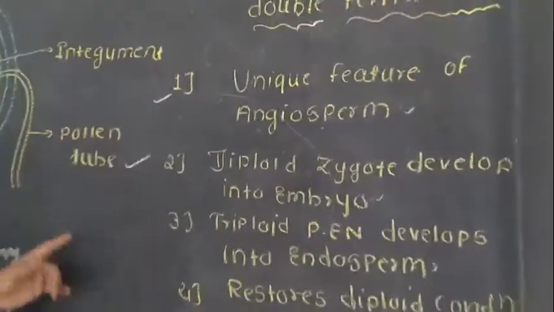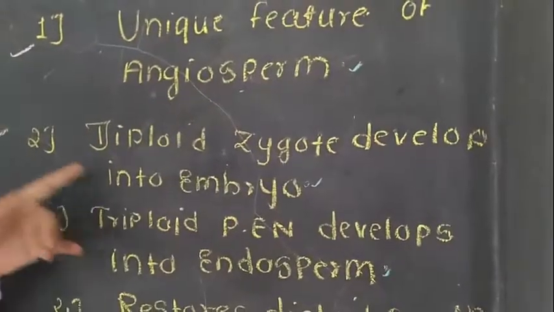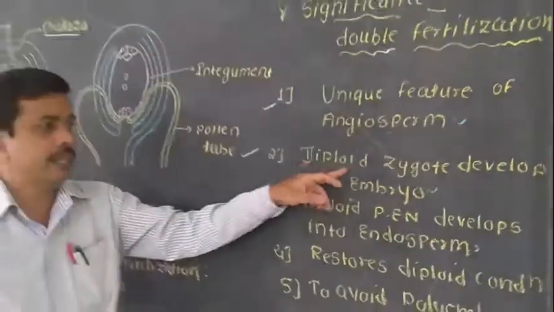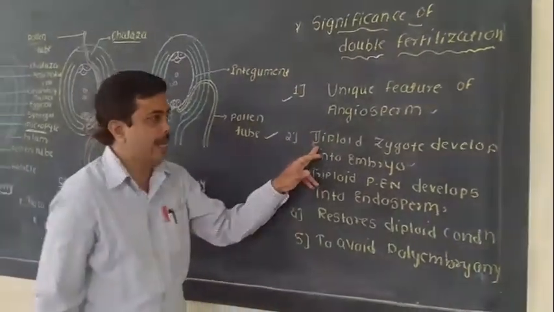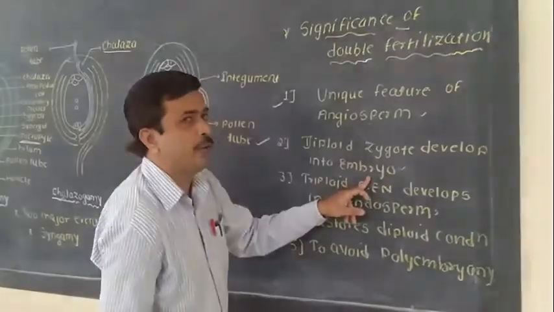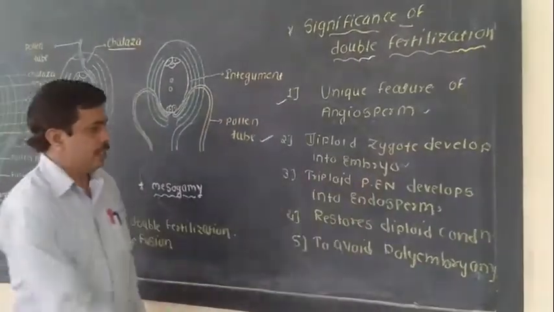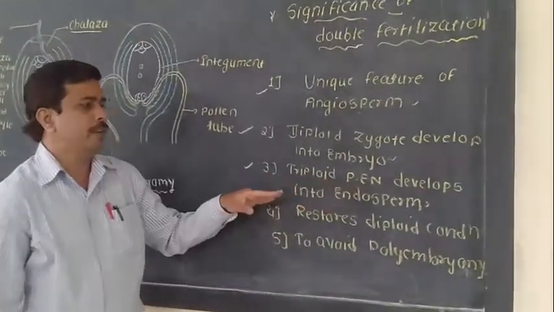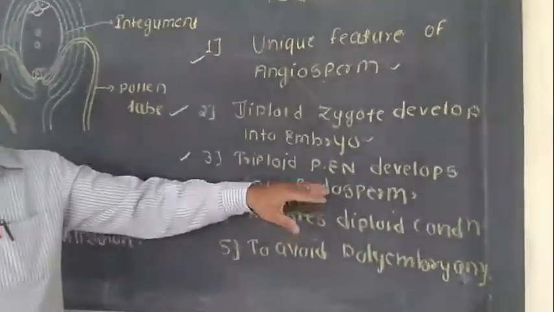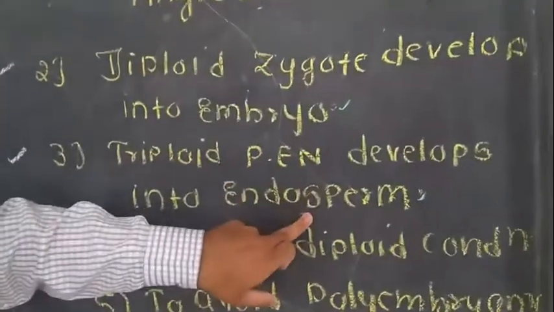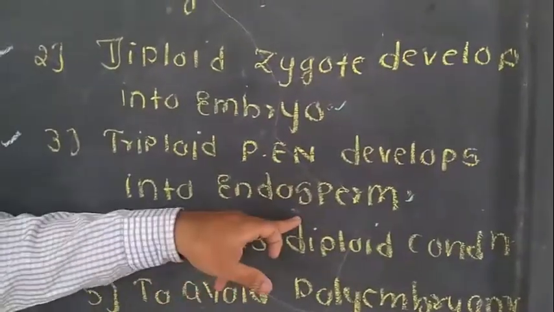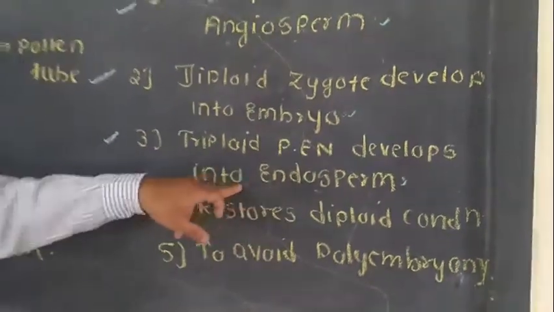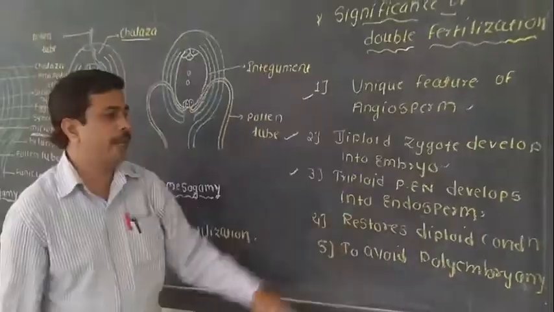We know that in syngamy, the haploid male gamete fuses with the haploid female gamete, the egg cell, to form the zygote. This zygote is diploid, and this diploid zygote is converted into the embryo. The third importance is that the triploid primary endospermic nucleus develops into the endosperm, and this endosperm provides nutrition to the developing embryo. That is the important function of the endosperm.